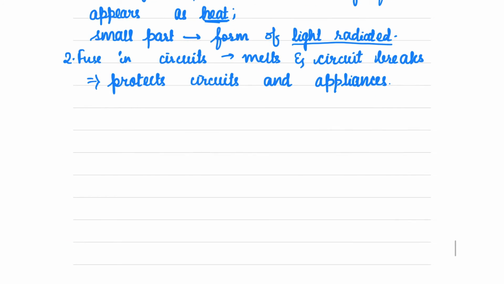The other application is in the fuse. We all know that there is something known as a fuse in electric circuits that protects our appliances. Whenever the fuse wire breaks, we have to replace it. So when excess current passes through the fuse, it melts and the circuit breaks. Now if the circuit breaks, there will be no further flow of current to the household appliances and circuits, so the household appliances and circuits will be protected. These are among the few practical applications of the heating effect of current. It is also known as Joule's heating effect.